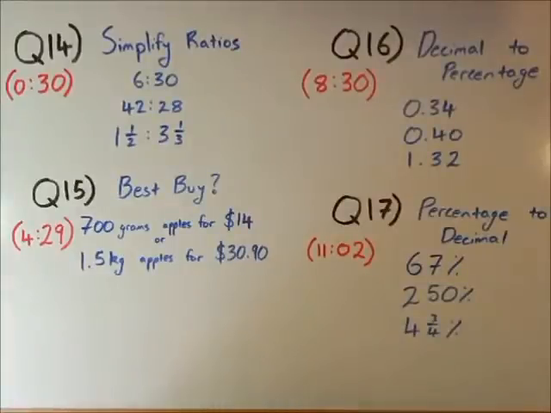In this video we have 4 questions. The first one is simplifying ratios. The second, question 15, is looking at best buy. We're comparing 2 buys. And then question 16 and 17 is converting between decimals and percentages. So 4 questions. Feel free to skip to the question you're interested in, which is indicated in red.